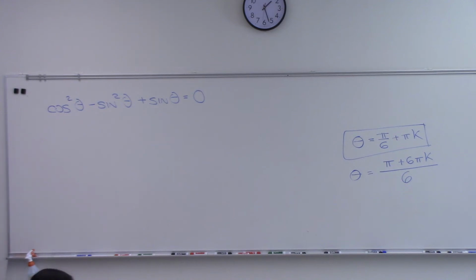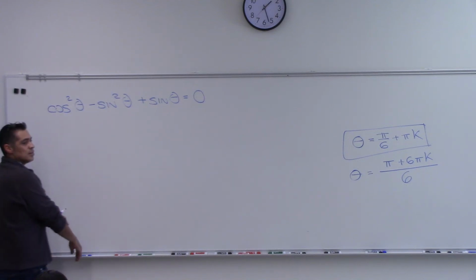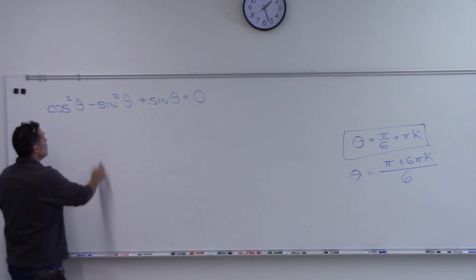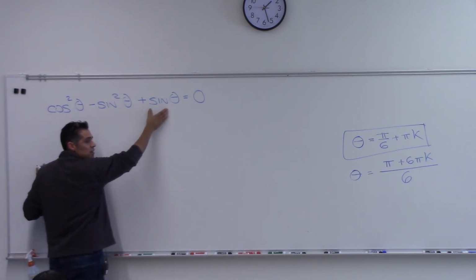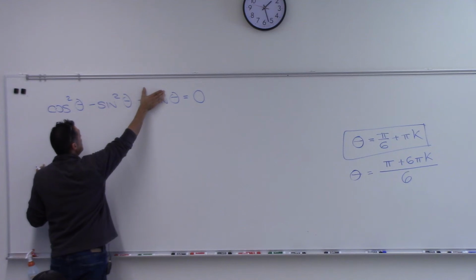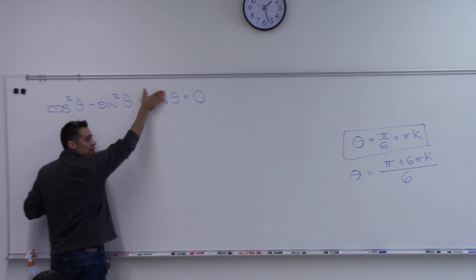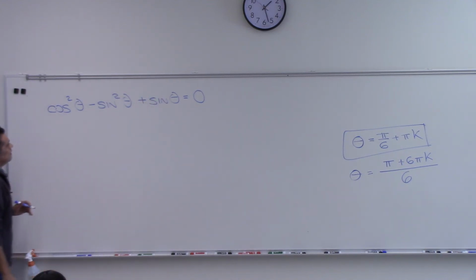What do you mean separate? Because they're squared? Okay, you could look at that as a difference of squares if you wanted to. You could. The problem is that we have this as well. So if the problem was just that, yeah, I would be thinking difference of squares. So where do we go from here?